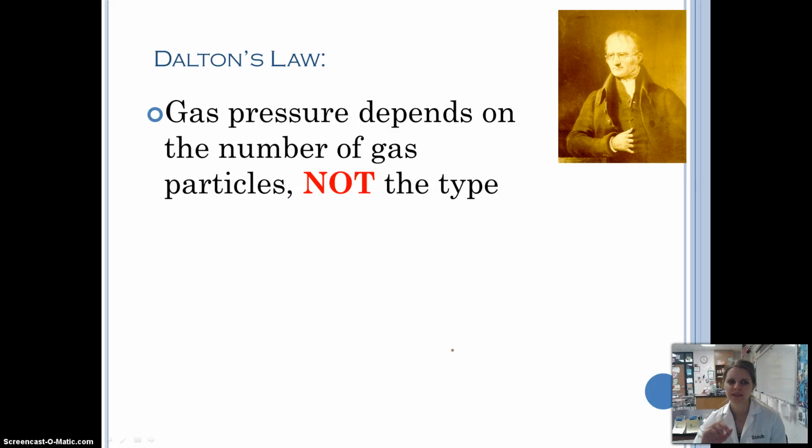Dalton's law says the gas pressure depends on how many gases you have and not the type. The number of gas particles. Number of gas particles makes me think of moles. Moles is a way to measure amount of gas particles. So it depends on the amount of gas, not the type of gas.